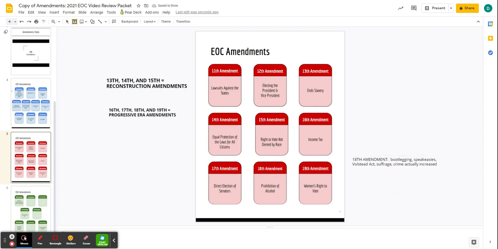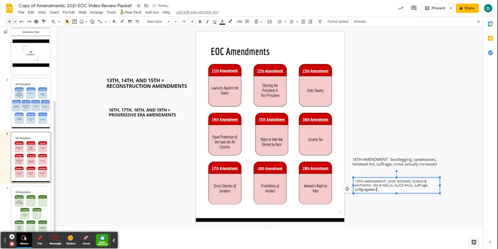We also are going to highlight the 19th Amendment, which gave women the right to vote. And we need to remember some of the women who fought and led that movement for women's suffrage. So names like Jane Addams, remember she did the settlement houses too, Susan B. Anthony, Ida B. Wells, Alice with an E, Alice Paul, and just remembering the terms suffrage and suffragettes. Suffrage being the right to vote itself, and then the suffragettes, the women who led that movement. So those are the amendments for this screen.